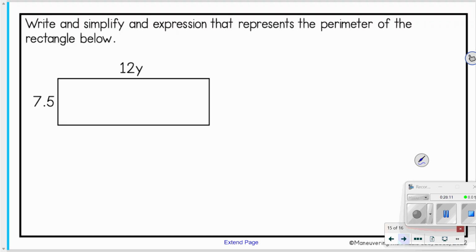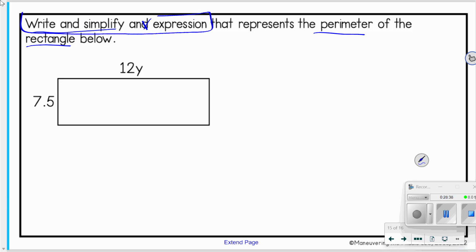Okay, so now I need you to read the directions, use your prior mathematical knowledge, and see if you can simplify this one. The first key on this, we needed to write and simplify an expression, that represents the perimeter of the rectangle below. Rectangle is really important.